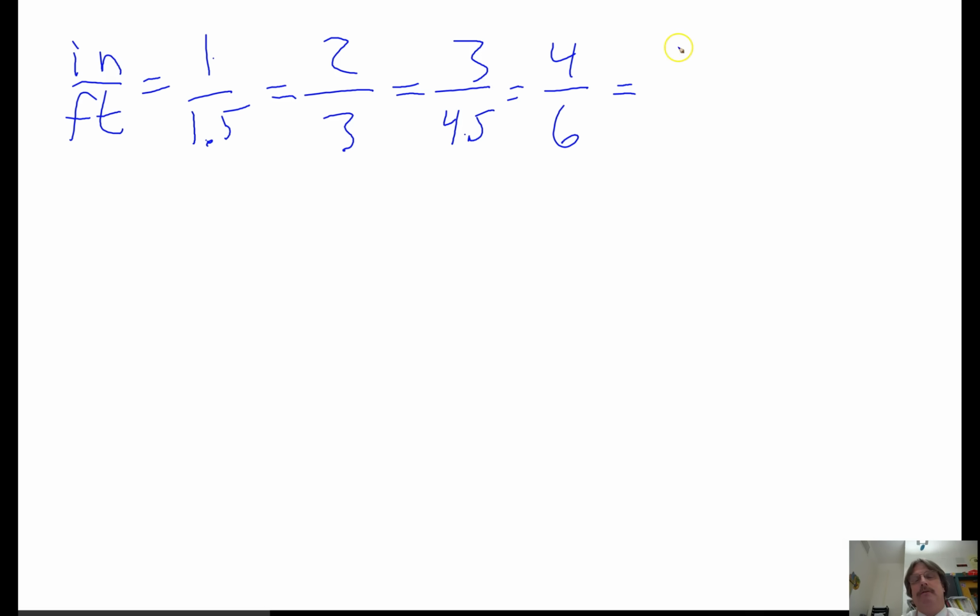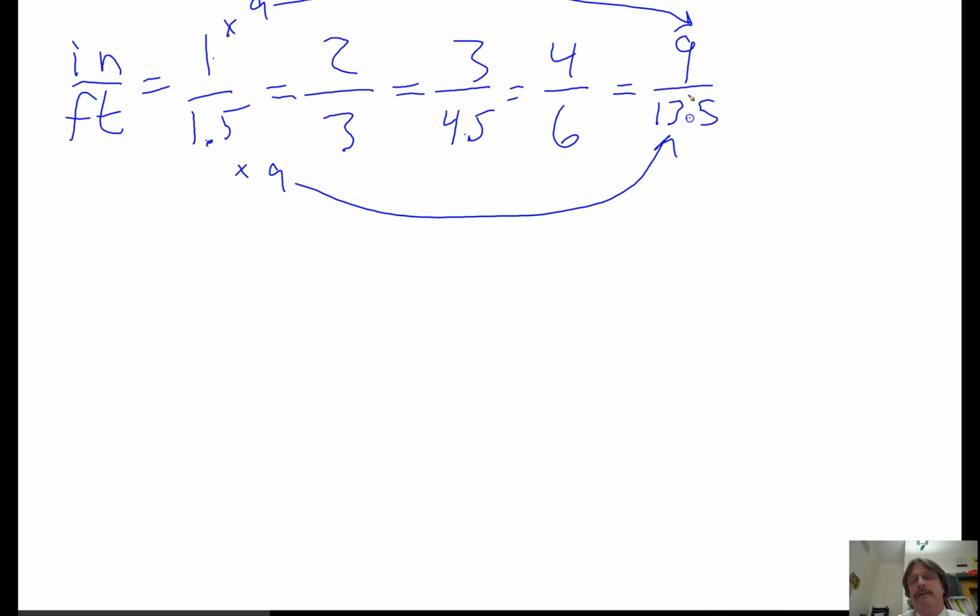I want to go to, say, 9 inches. So what is 9 inches? Well, what I did was I took 1.5 times 9 to get this. So I'm going to do 1.5 times 9 to get this answer here. My answer is going to be 13.5 feet. So learning how to set this up and doing this is very helpful.